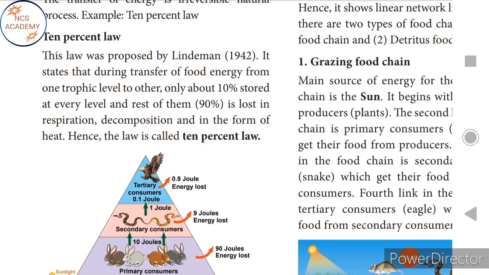Next question, draw a pyramid from the following data: hawk 50, plants 1000, rabbit and mouse 250 respectively, python and lizard 100 and 50 respectively. You have to draw the pyramid for this. That is the best example for this one only, this pyramid.